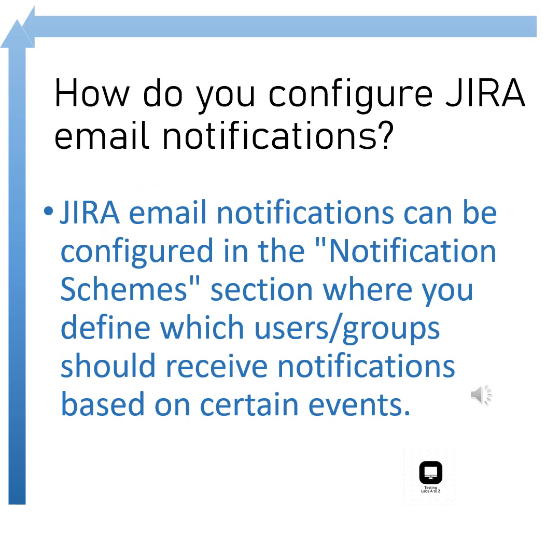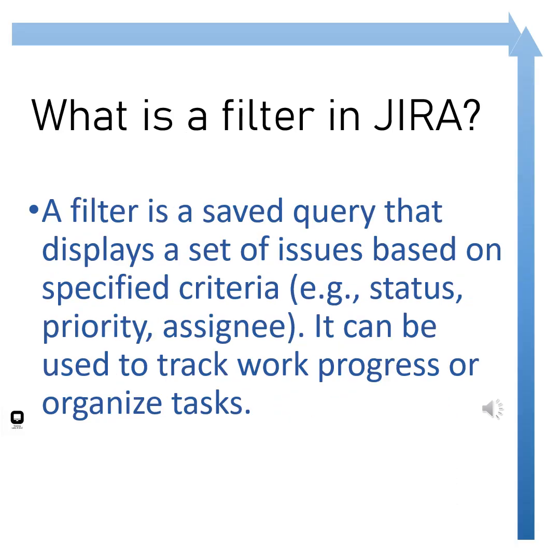How do you configure JIRA email notifications? JIRA email notifications can be configured in the notification scheme section, where you can define which user groups should receive notifications based on certain events. What is a filter in JIRA? A filter is a saved query that displays a set of issues based on specified criteria, for example status, priority, or assignee. It can be used to track work progress or organize tasks.